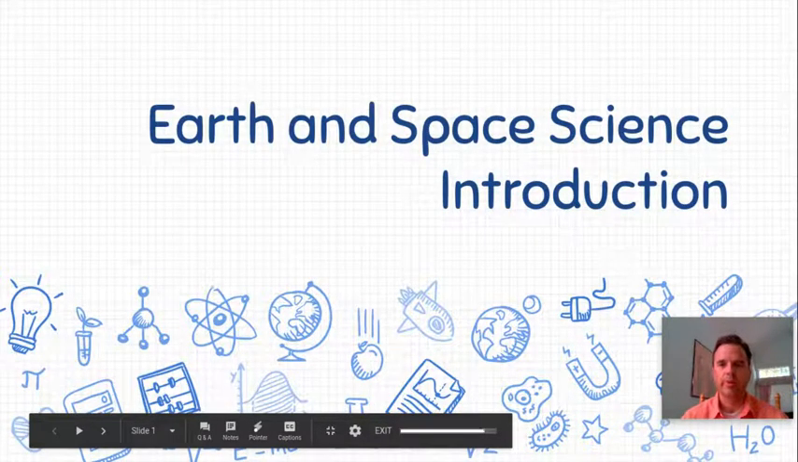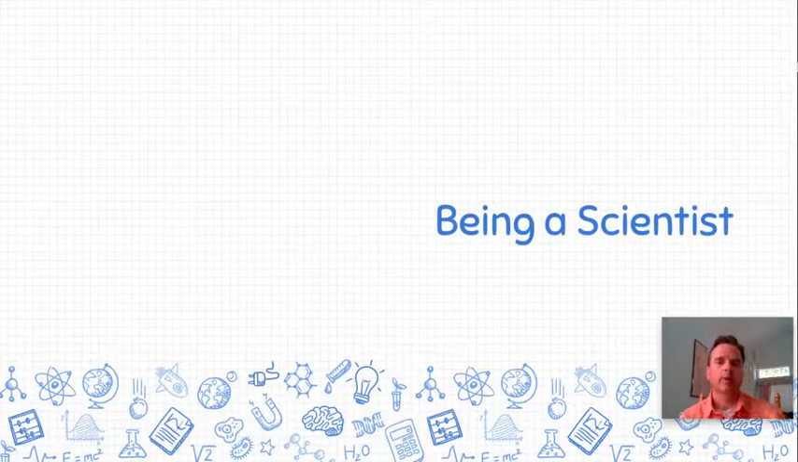So, first of all, I want to talk about what it means to be a scientist. And if I were to rewrite this slide, I'd probably say being a scientist and an engineer. Because when it comes to science, we not only include scientific principles, but we also include engineering principles. We use the scientific method, the engineering method.